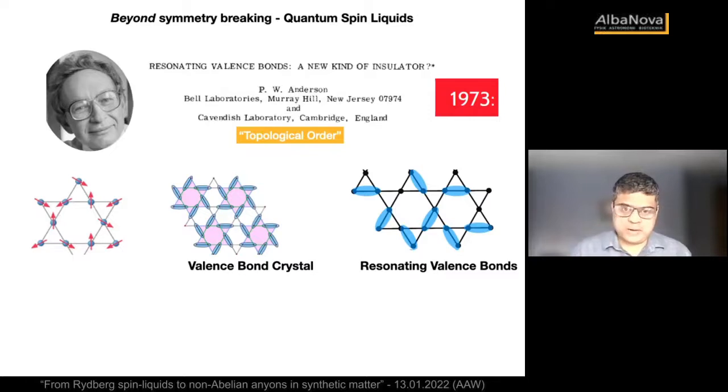And another name that came up was resonating valence bond, making an analogy with benzene, where the double and single bonds resonate. But these resonances occur across the entire system. And we'll see later that this is what gives rise to the long-range entanglement of these states.